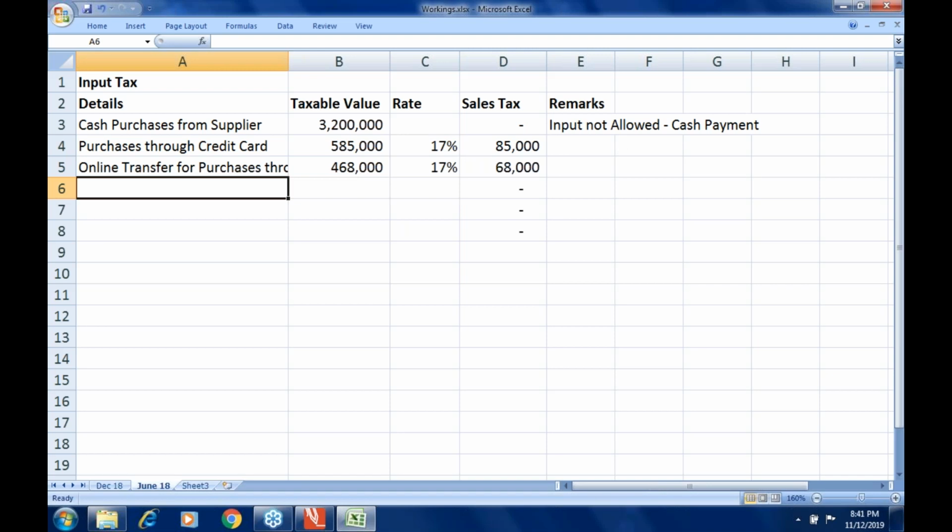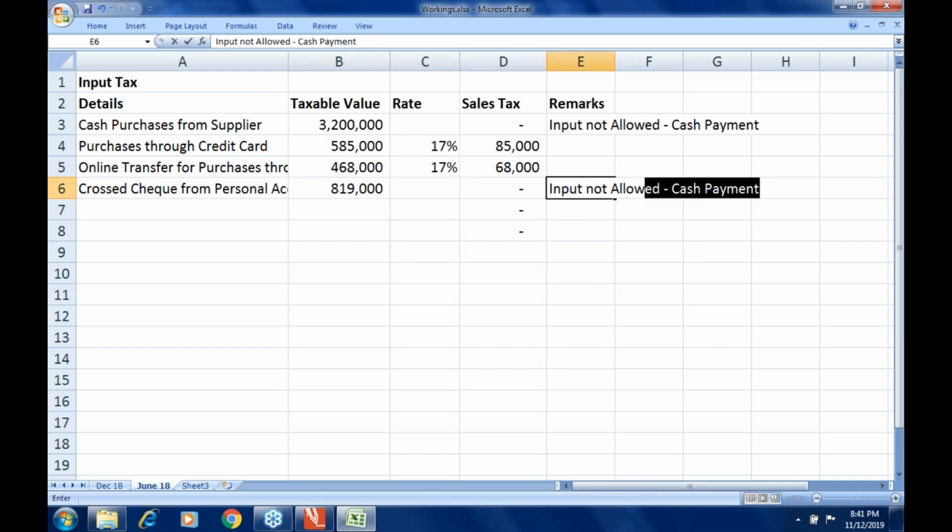The next thing is, it says cross check from personal account. The amount that is applicable is 819,000. So we would say that input not allowed. Why? Because business bank account is not used. So the input will not be allowed because the business bank account is not used.